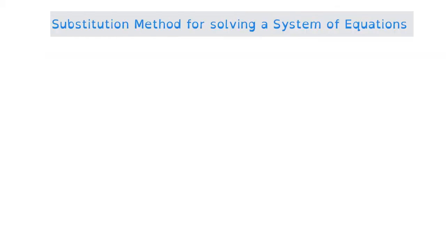All right, so the substitution method for solving a system of linear equations has to be written in a very specific way. One of the equations or both the equations have to be written in a specific way. So what I mean by that is at least one of the equations has to be solved for a variable.